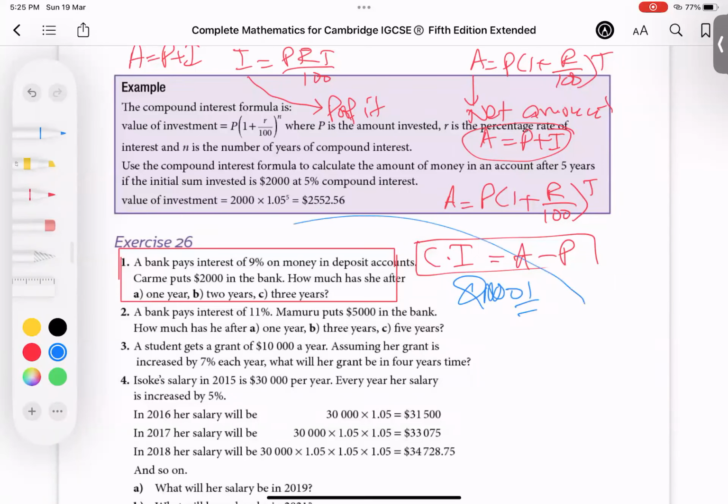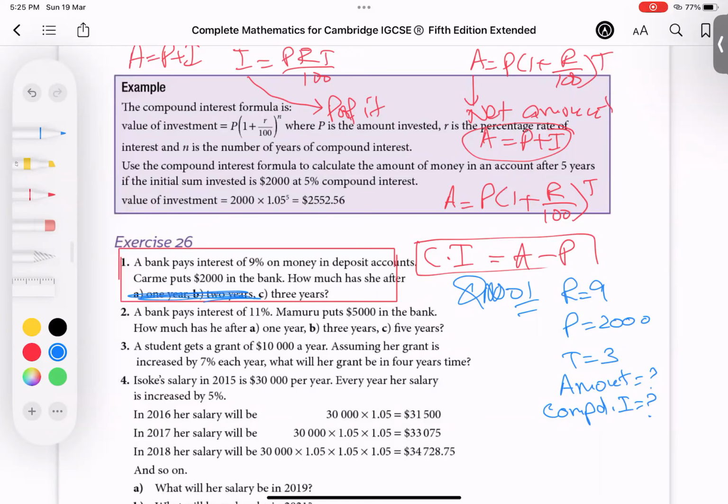He said that 9% of interest. So R is 9. And deposit how much money? $2,000. P is 2,000. Okay, how much she has after 3 years? Because I gave you only 3 years. So time is equal to 3 years. And we have to find two things I gave. One, I ask you for amount. And the other, I ask you compound interest, I stands for interest. These two questions I ask you to find, and let's see how we can do it.